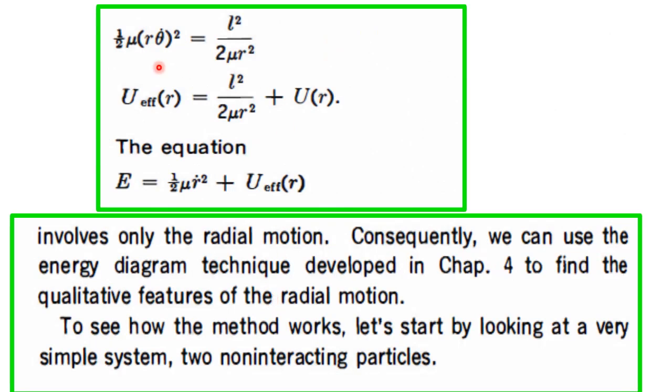Next slide. So these are the kinetic energy terms, the half mv square, that is half mu effective mass, r theta dot. The angular theta component of kinetic energy is L square by 2 mu r square, and this term, which is kinetic energy due to theta, is added to the potential energy, and the two terms together become the effective potential energy. And again, if you put this back into the total energy equation, half mu r dot square plus U effective, as we already saw in the last video, this involves the radial motion. Consequently, we can use the energy diagram technique to find the qualitative features of the radial motion.